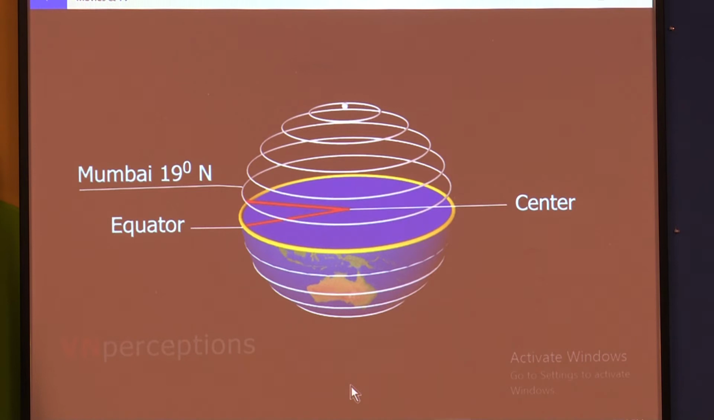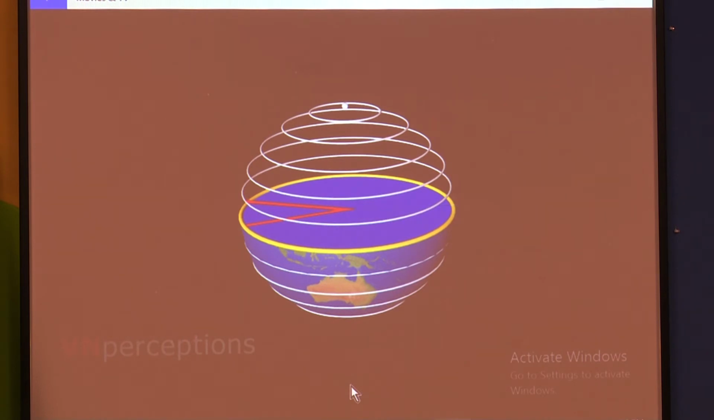Another angle of 19 degrees can be measured south of the equator. So there are two 19 degrees, one in the north and the other in the south. So it must be clearly mentioned when I say 19 degrees, Mumbai is at 19 degrees north. The line of latitude is then drawn through Mumbai parallel to the equator. This parallel of latitude is 19 degree north latitude. Any place or point on this parallel of latitude would form an angle of 19 degrees at the center.